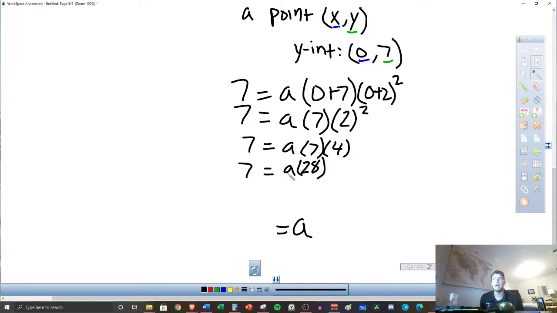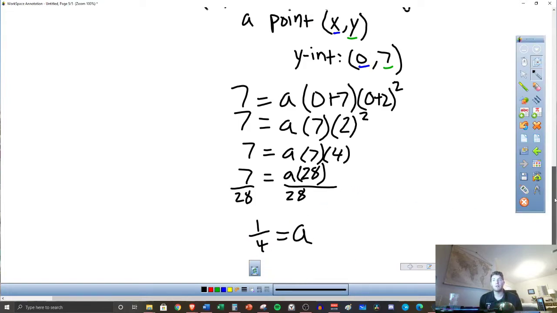So how do I get the A by itself? Well, that's going to be division. So 28 gets divided from both sides. This is 7 over 28. We have to simplify that. The GCF on top and bottom is actually 7, so we get 1/4 is A.